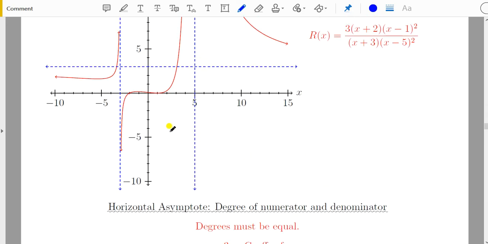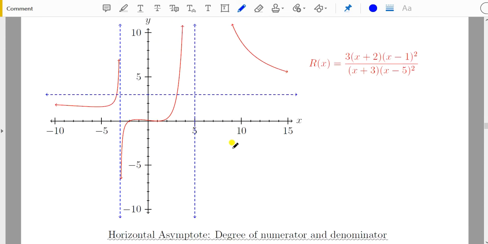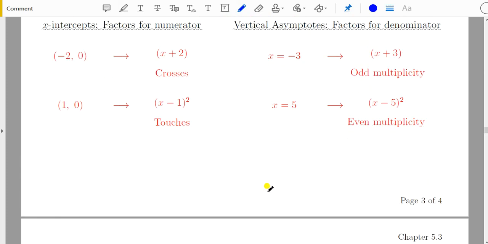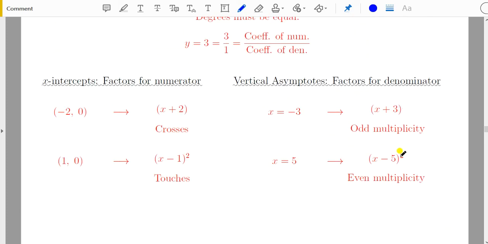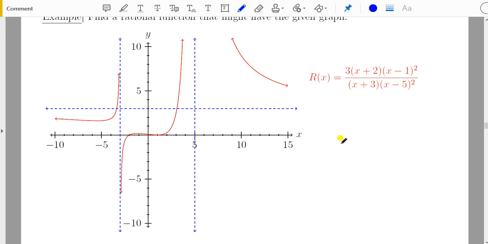And for x to be 5 is here. We see that the two graphs are approaching in the same direction, so that must be even power. This rule comes from the last section. Therefore, it's the least even power 2. So these two go to the bottom part.